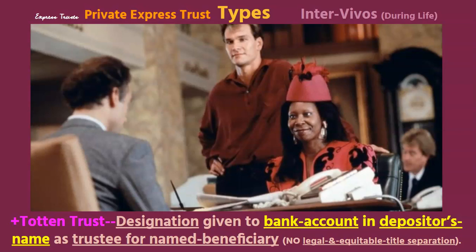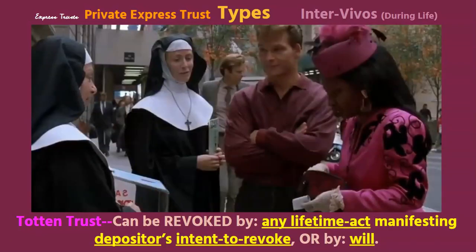Totten trust: designation given to a bank account and depositor's name as trustee for a named beneficiary. There is no legal and equitable title separation. It can be revoked by any lifetime act manifesting the depositor's intent to revoke, or by a will.